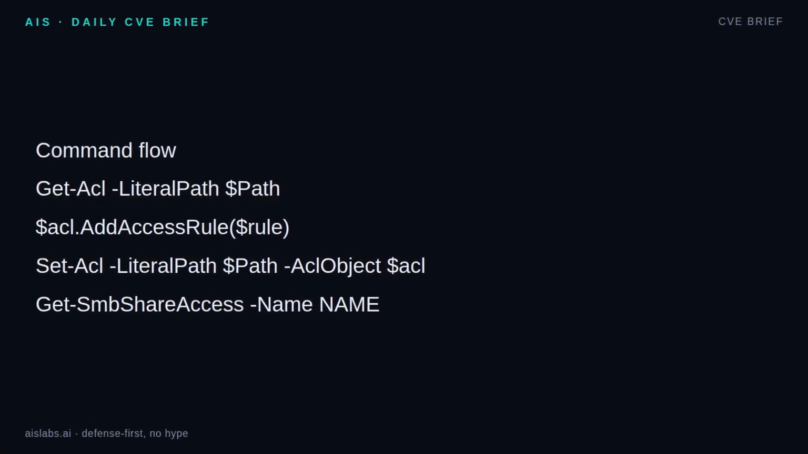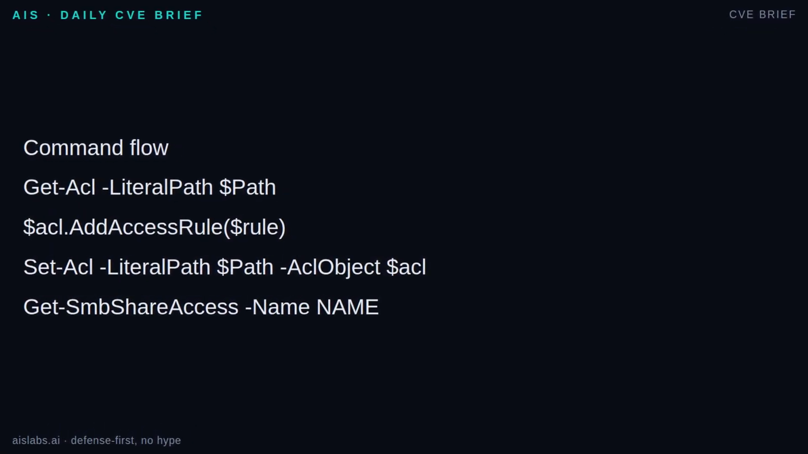Start with the path, preferably using -LiteralPath so brackets and other special characters do not surprise you. Use $ACL = Get-Acl -LiteralPath $path. Create a rule with System.Security.AccessControl.FileSystemAccessRule, using an identity, rights, InheritanceFlags, PropagationFlags, and allow or deny. Then call $ACL.AddAccessRule($rule), or SetAccessRule if you mean to replace matching rules. Finally, Set-Acl -LiteralPath $path -AclObject $ACL. For the share layer, use Get-SmbShare and Get-SmbShareAccess -Name ShareName.